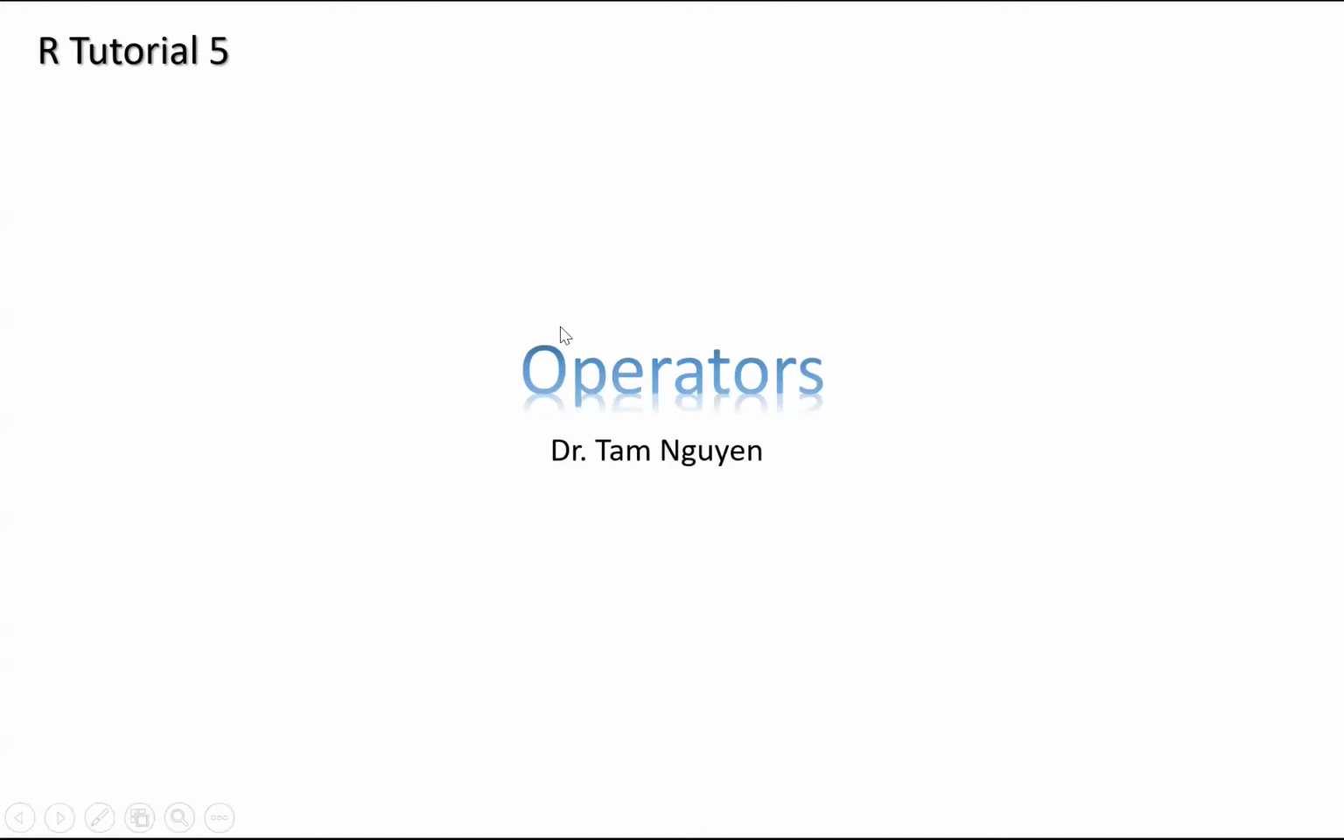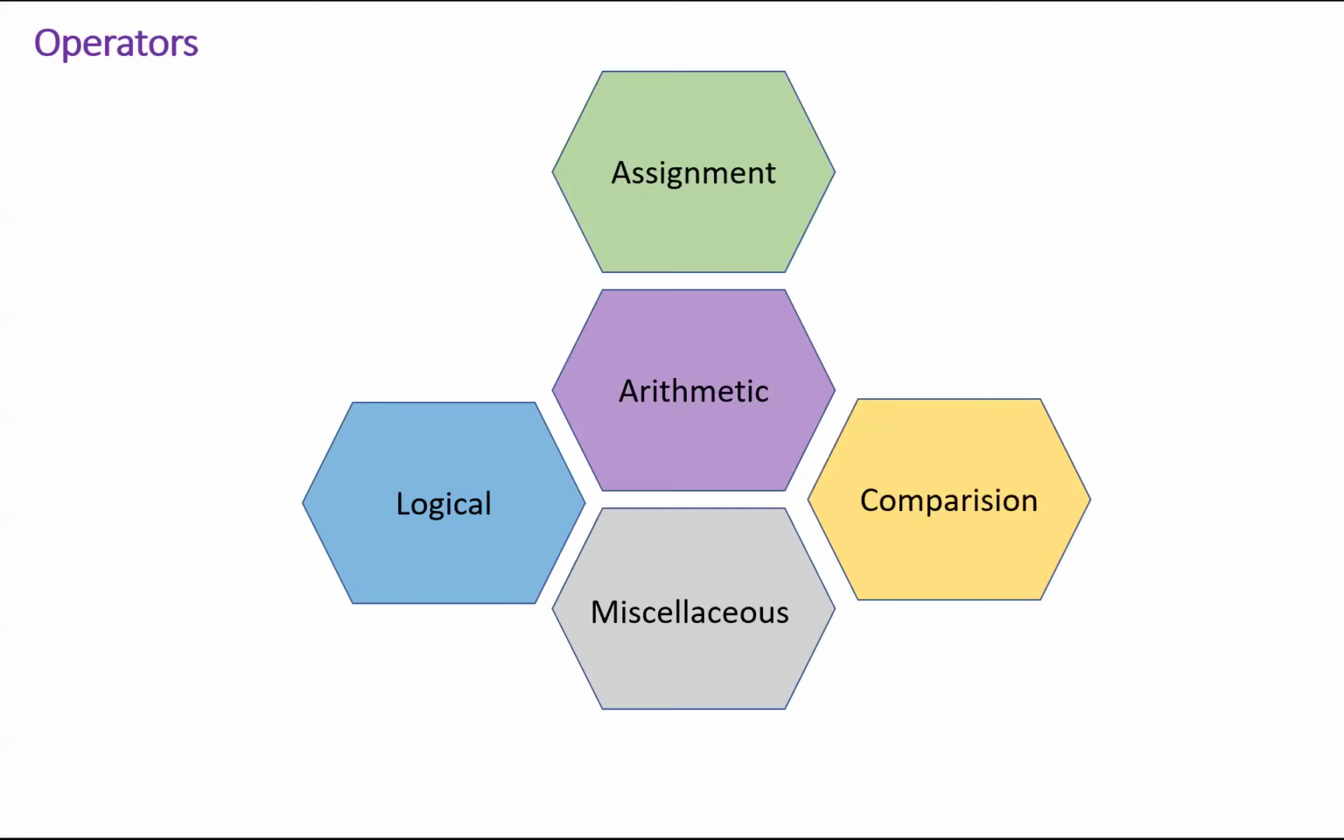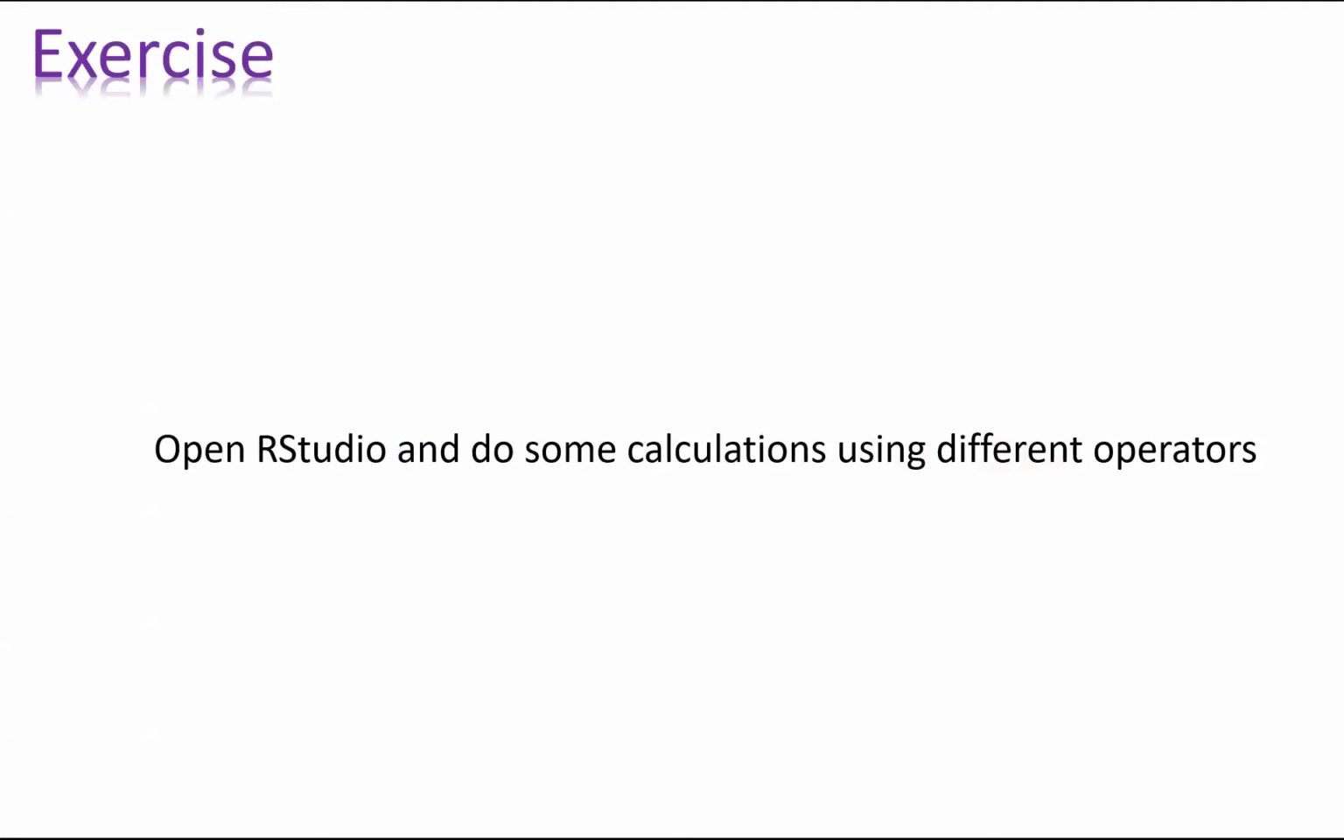Hi everyone, in this video I will talk about operators in R. So in R we have many different types of operators. For example, assignment operator, arithmetic operator, logical operator, comparison operator, and miscellaneous operator. To better understand these operators, let's open RStudio and do some calculation with different operators.